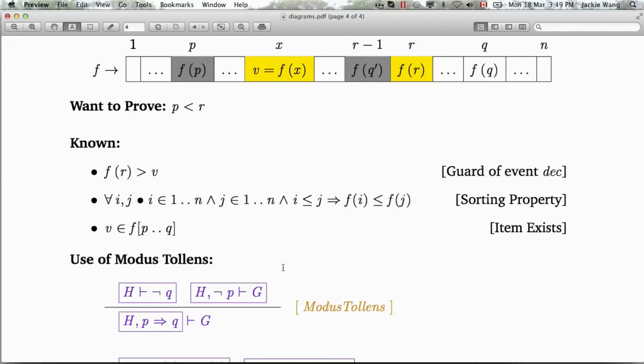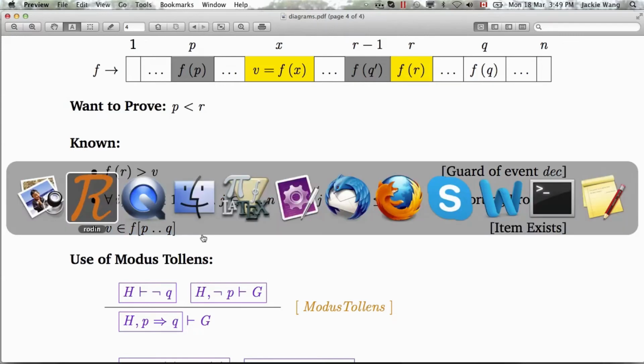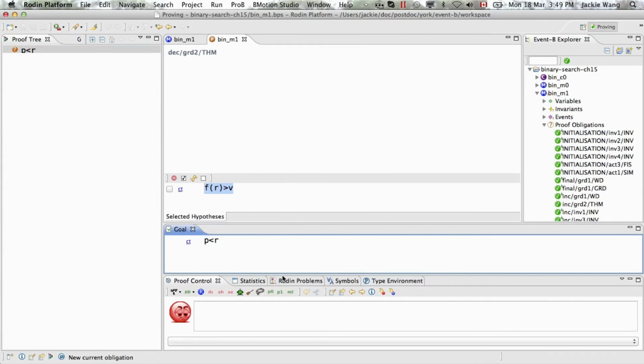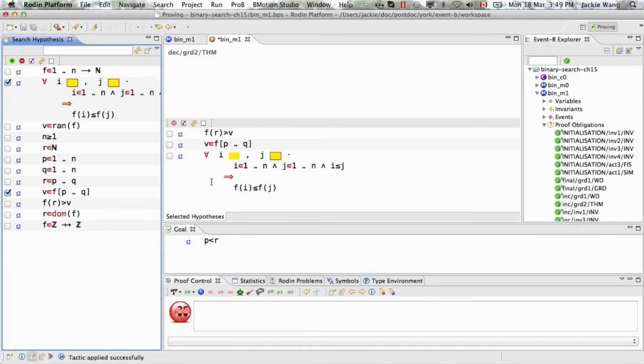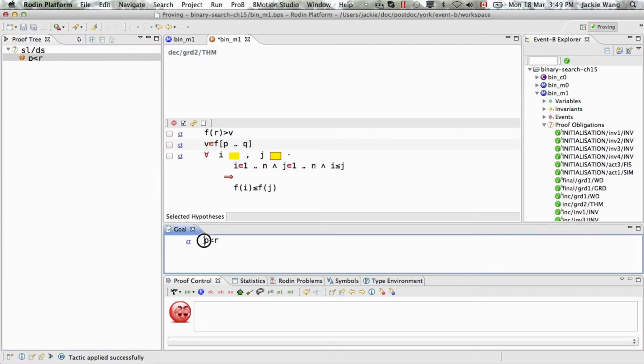So now we'll show you how to put these two known facts as hypotheses in the Rodin platform. So let's go back to the Rodin, and we will search the hypothesis from the left panel here. First of all, we select the sorting property, and we select the assurance that the V element that we're looking for must exist between P and Q. So we add these two hypotheses into our context.